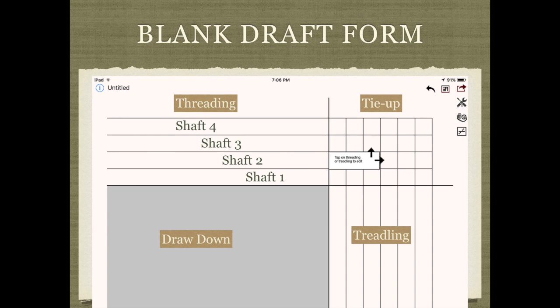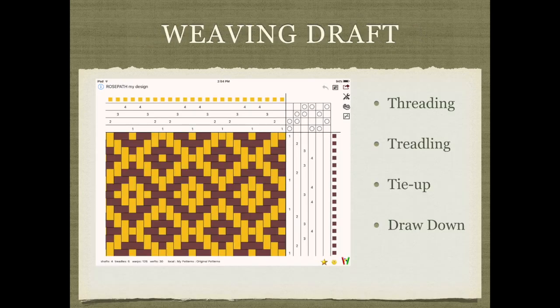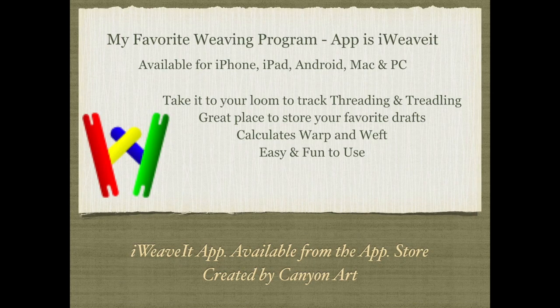Now we'll look at a draft with a pattern in it. This is what a draft will look like when the pattern is written in. Drafts are a short way to write the information needed to create a pattern that all weavers will understand. Although you can copy a blank weaving draft and fill it in by hand, I highly suggest you invest in a weaving program or app. My favorite weaving app is called iWeaveit by Canyon Art. It's available for iPad and iPhone, Android, Mac, and PC. I like the iPhone, iPad version. It's available through the App Store for about $20.